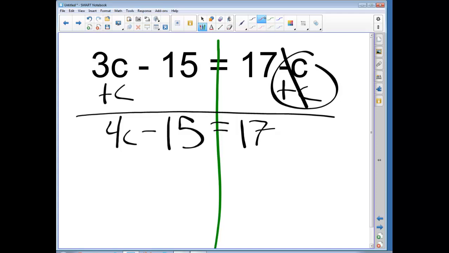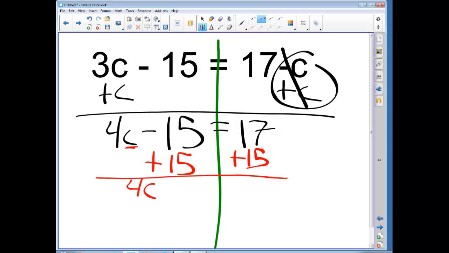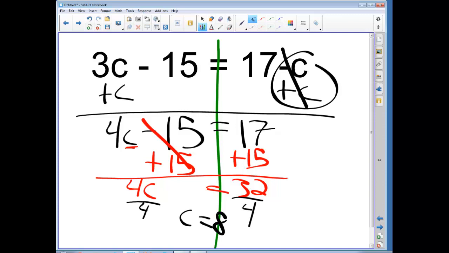I want to get rid of everything on the side of my c now. Okay, there's my c, get rid of the minus 15. Add 15. Add 15. There we go. 4c minus 15 plus 15, 0 equals 17 plus 15. 10, 20, 32. You have 4 times c, get rid of the 4. Divide by 4. Divide by 4. c equals 32 divided by 4. Jacob? Yes, good job. 8.